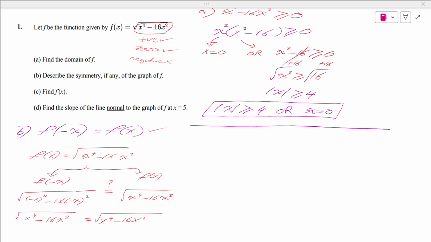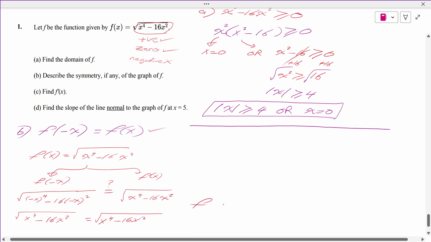In this case, what do we say? We say that the graph is symmetrical, or has a symmetry with respect to the y-axis, symmetric about the y-axis. So we can say that f is symmetric about the y-axis. Okay.